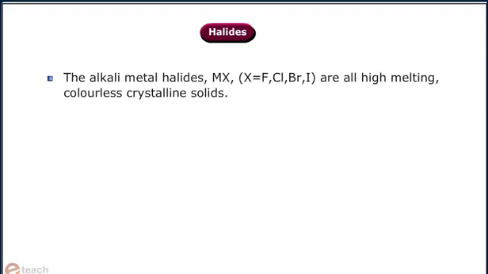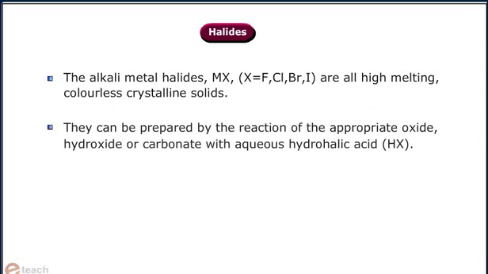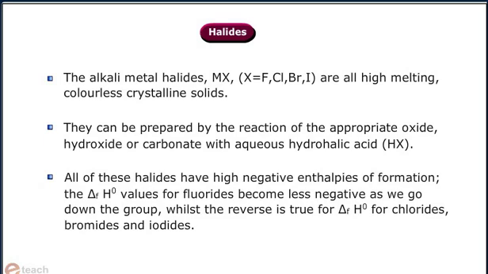Properties of halides. The alkali metal halides MX, where X can be F, Cl, Br, I, are all high melting, colorless crystalline solids. They can be prepared by the reaction of the appropriate oxide, hydroxide or carbonate with aqueous hydrohalic acid HX. All of these halides have high negative enthalpies of formation.